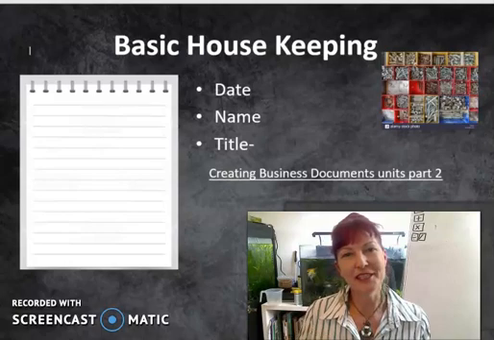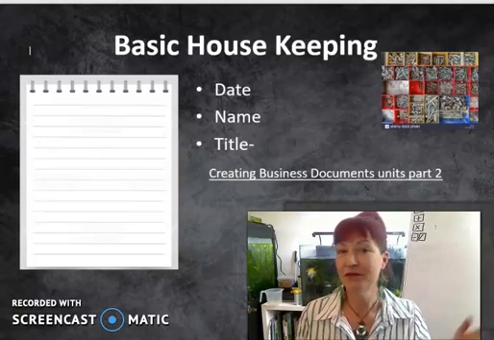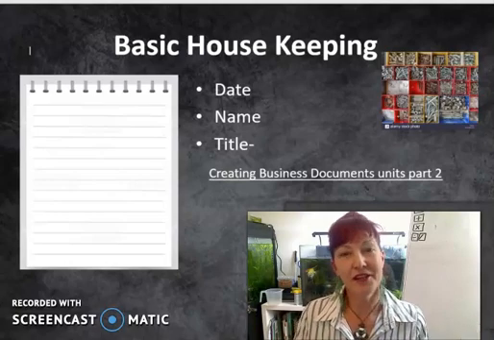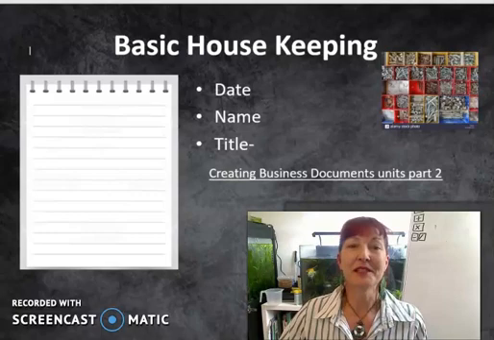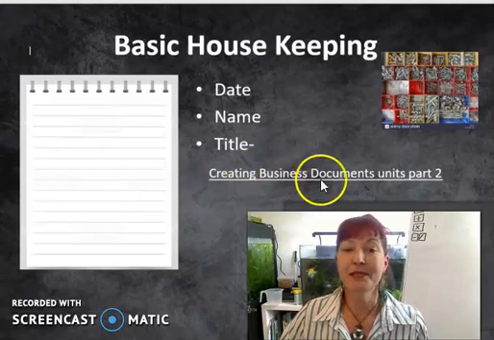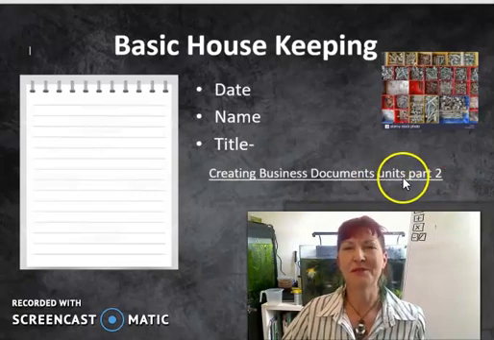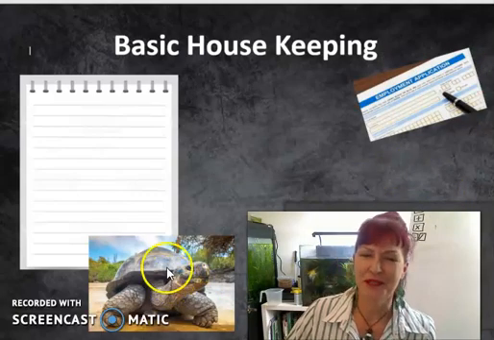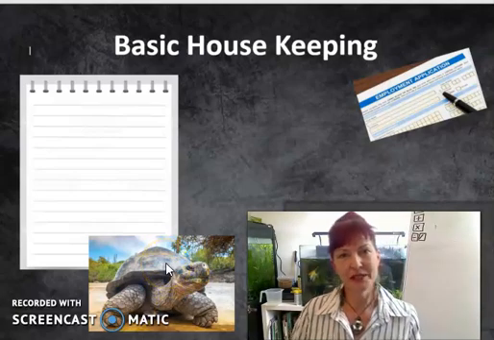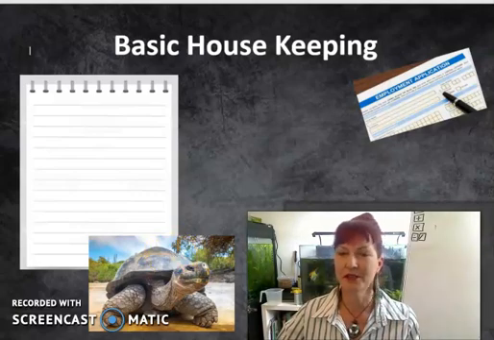This is going to generate coursework, so make sure you've got your name clearly written, either on the left or the right, and the date on the opposite side. I'd also like you to give it the title, Creating Business Documents, Part 2. You can miss the unit bit out. Again, just put the picture of the tortoise there, just to remind you, go slowly and carefully. You don't need to rush.